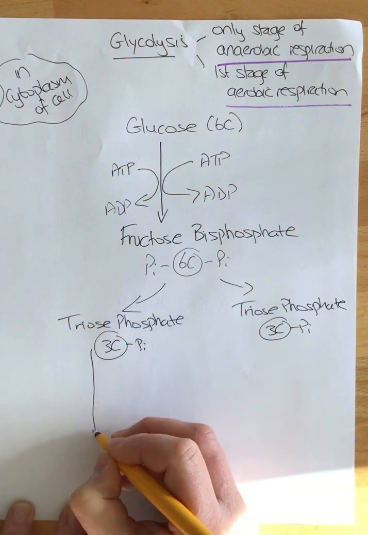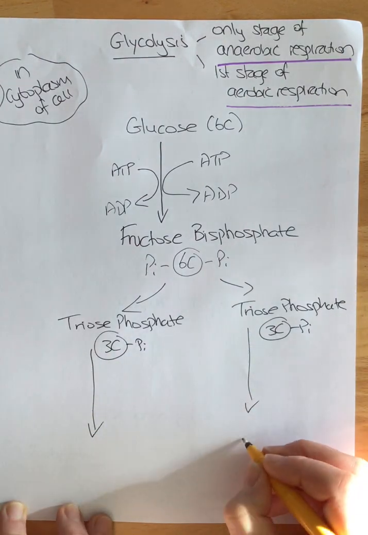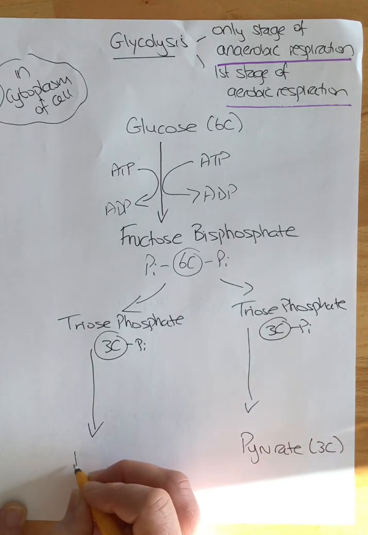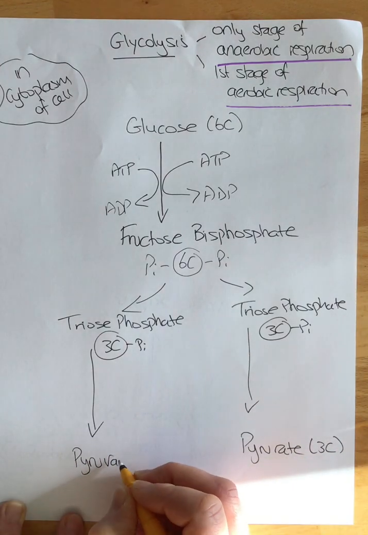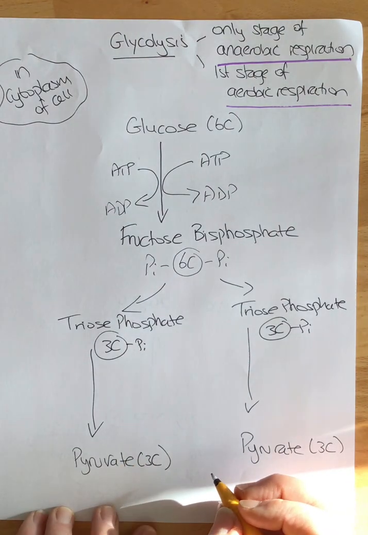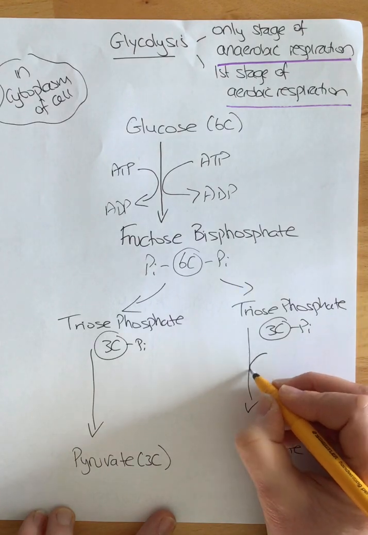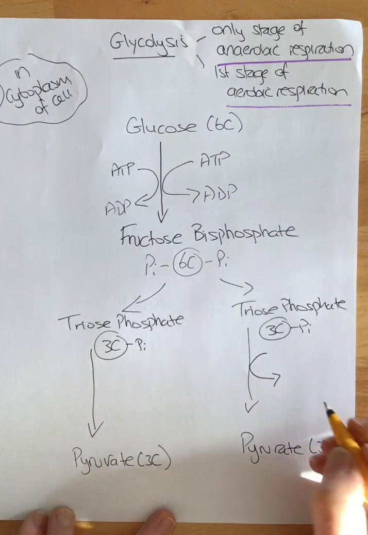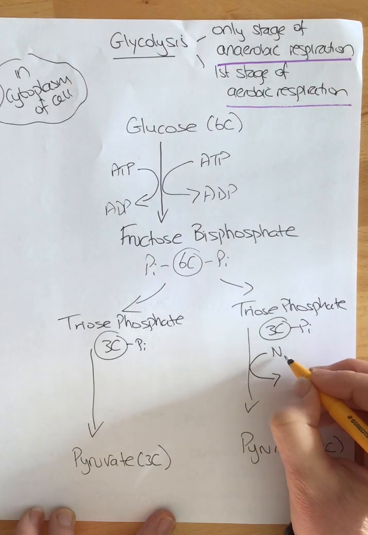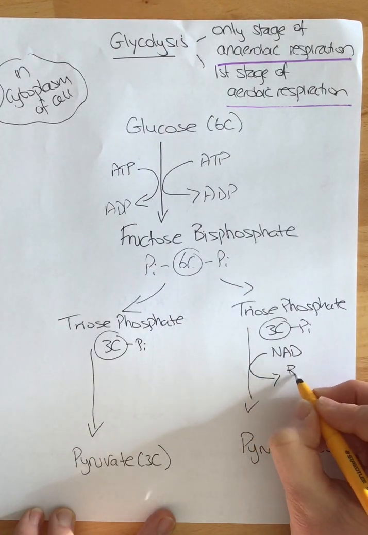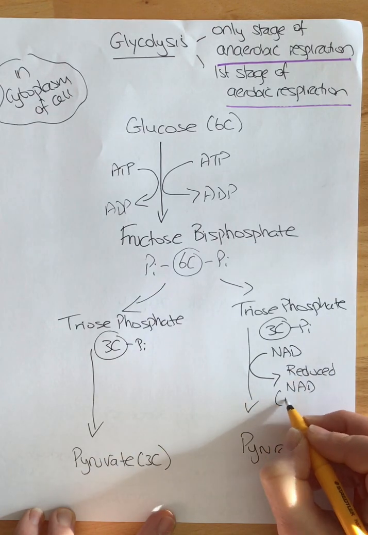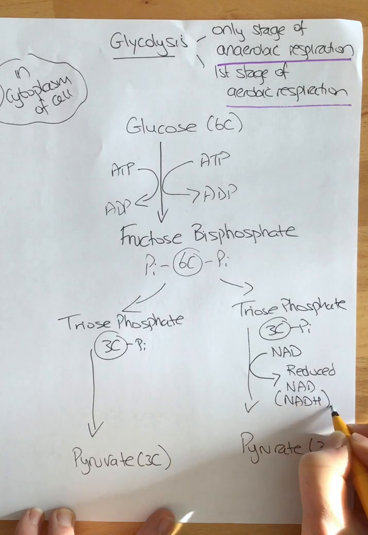These are then oxidized, so the triose phosphates are oxidized to pyruvate, which again is a 3-carbon compound. So if something is being oxidized, something else is being reduced. And oxidation involves the removal of hydrogen. So we can also use the term dehydrogenation, in which hydrogen is used to reduce NAD to form reduced NAD, or NADH is another way it can be written.